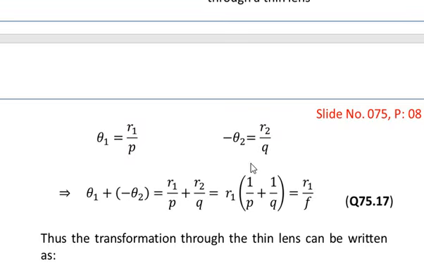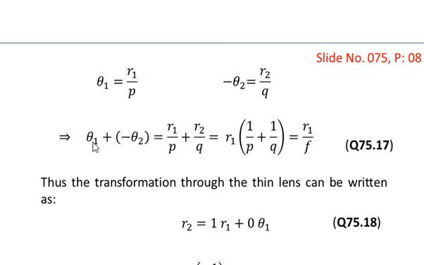And similarly here, in the second equation, we have used tan of theta 2 is equal to r2 over q, and again you see that we have used tan of theta 2 is equal to minus theta 2, and the negative sign is due to sign convention. Here we are summing up theta 1 plus minus theta 2, and we have summed up the relevant quantities on the right hand side, and we have taken r1 as common because r2 is the same as r1, and within parentheses we have 1 over p plus 1 over q.